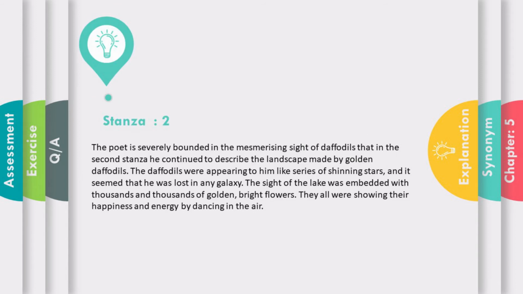In the second stanza, the poet is severely bound in the mesmerizing sight of daffodils, and he continues to describe the landscape made by golden daffodils. The daffodils appeared to him like a series of shining stars, and it seemed that he was lost in a galaxy. The lake was embedded with thousands and thousands of golden bright flowers. They all were showing their happiness and energy by dancing in the air.